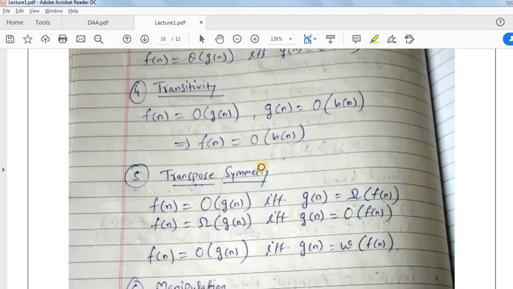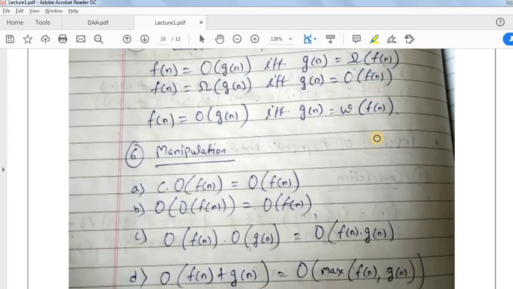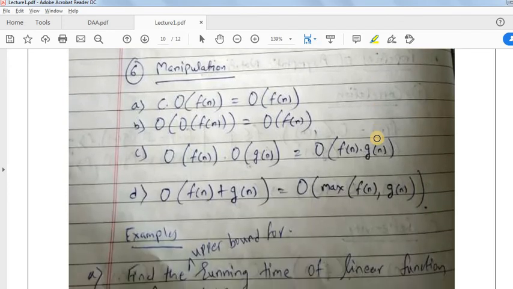Transpose symmetry, counterparts of respective terms. If I say f of n is equal to big O of g of n, I will say that g of n will always have a lower bound of f of n and so on. The final property that we have seen is manipulation, where there is a rearrangement of terms.